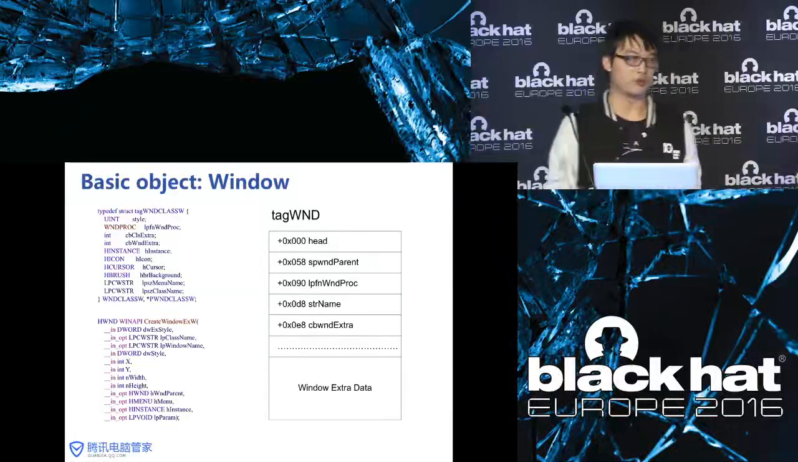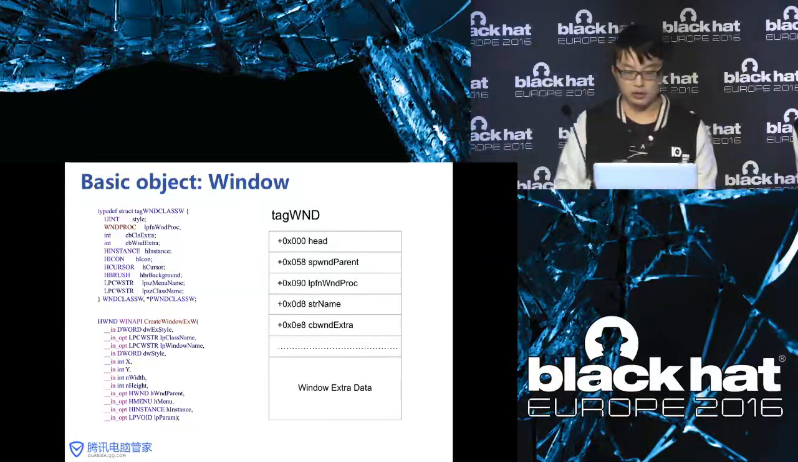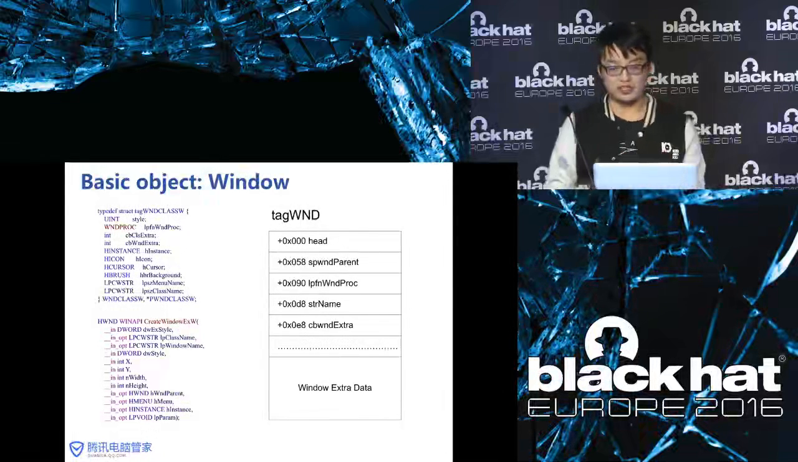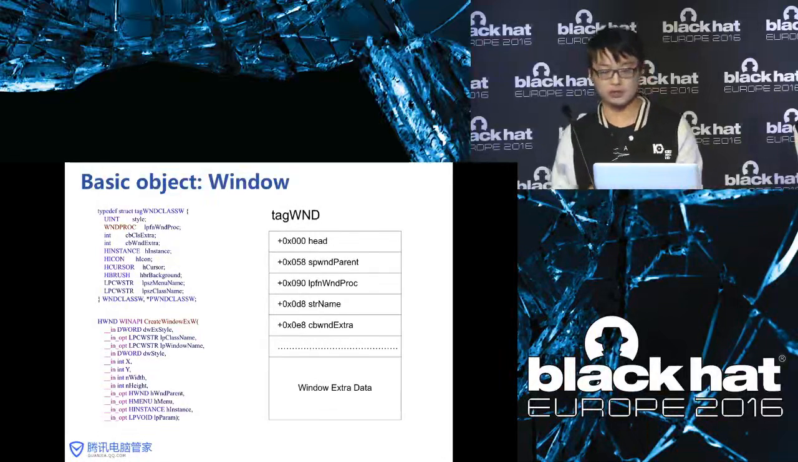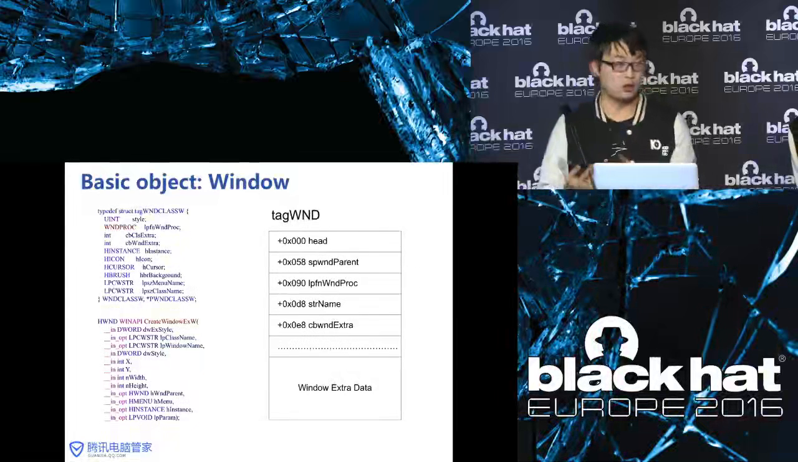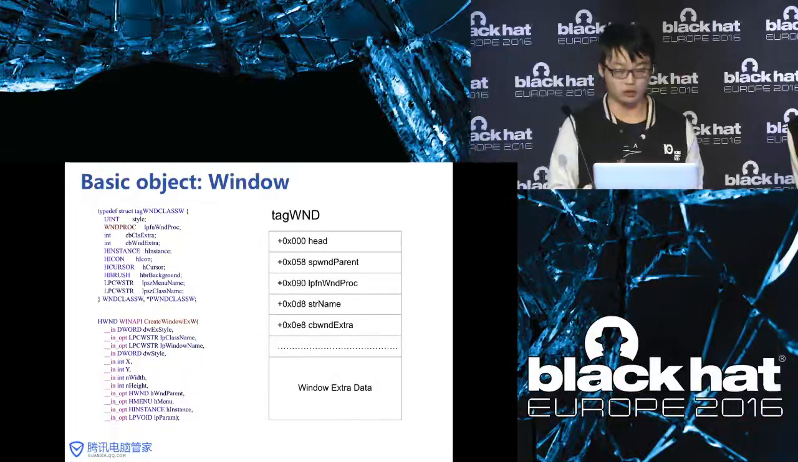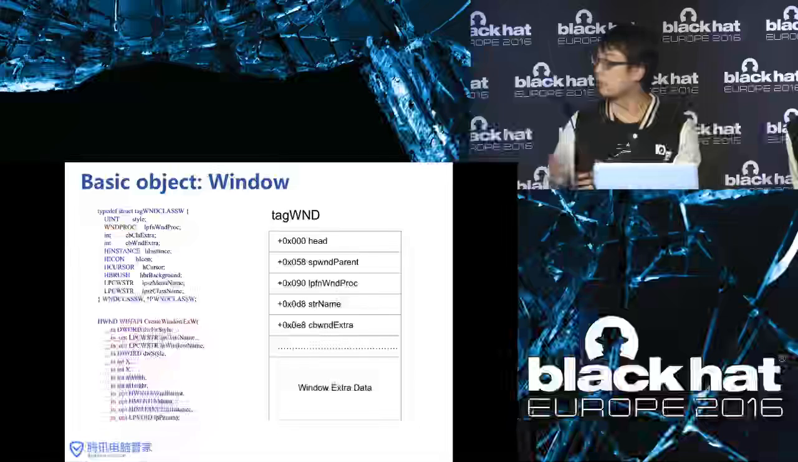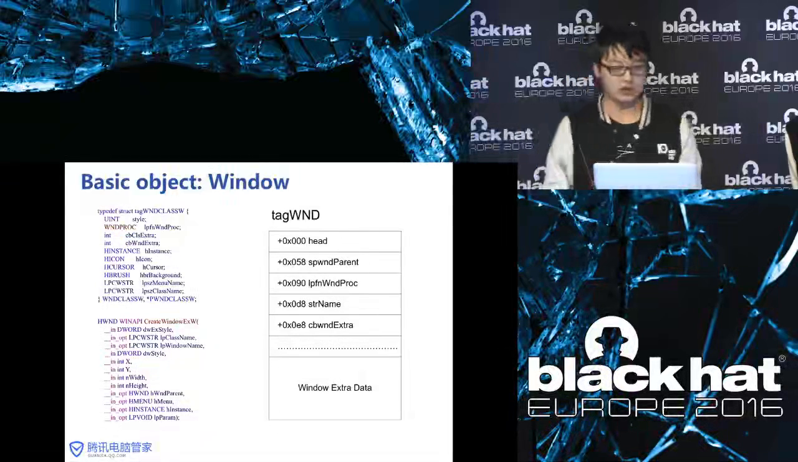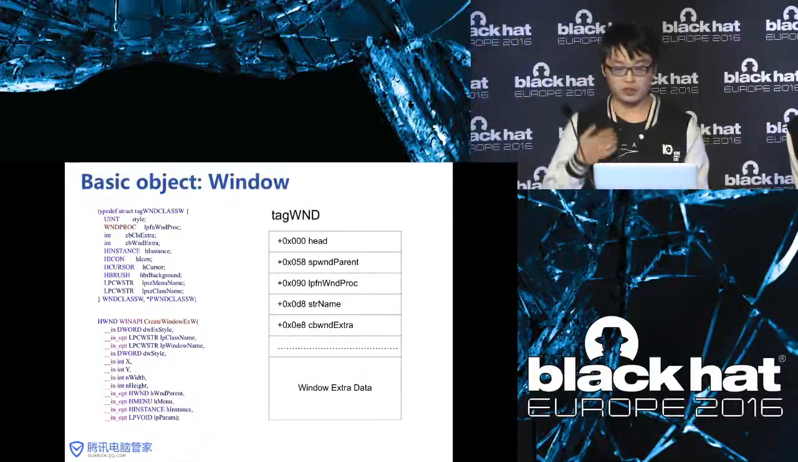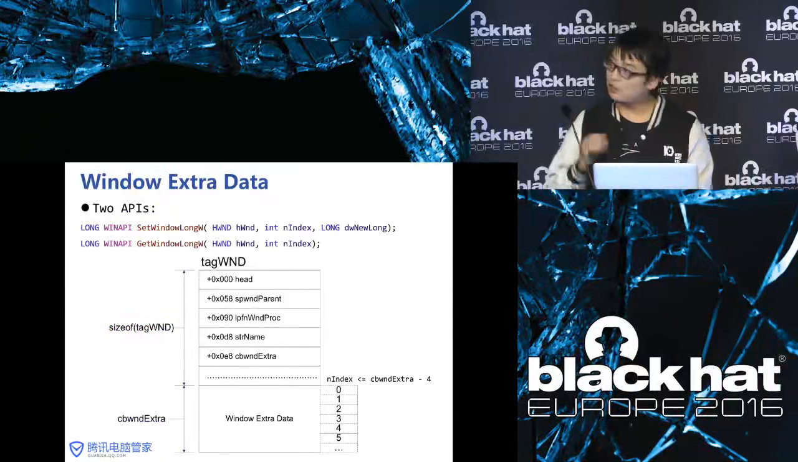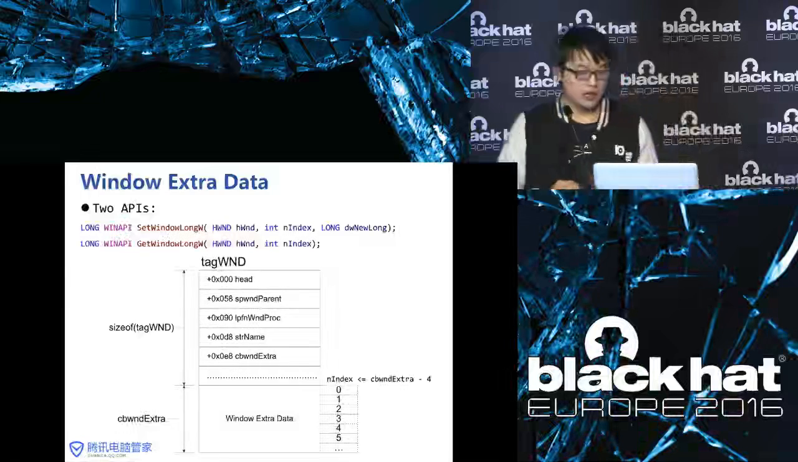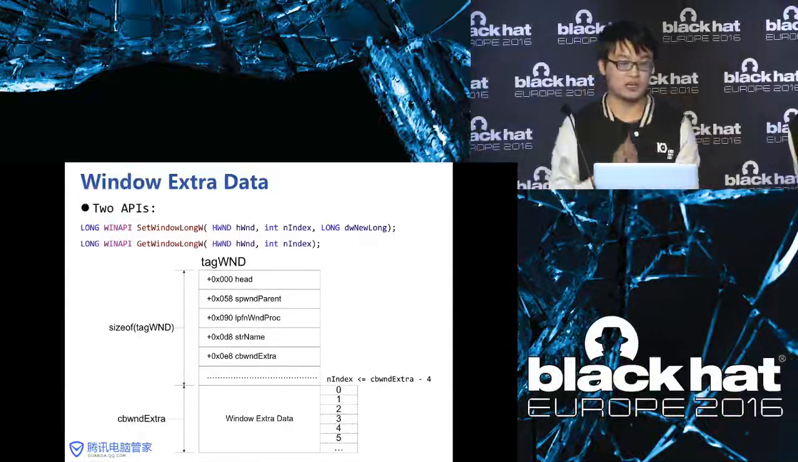There's a very, very important structure called tagWND. Window is a basic object in Windows. We always use the CreateWindow API to create a window, and then the kernel will create a tagWND structure. In this tagWND structure, it has many important pieces of information like the parent window, the window process, the name of the window, and the window extra data. So what should we do right now? I think we should focus on the window extra data.